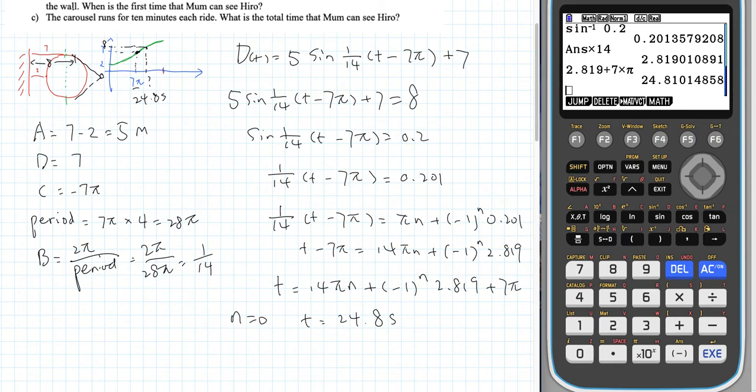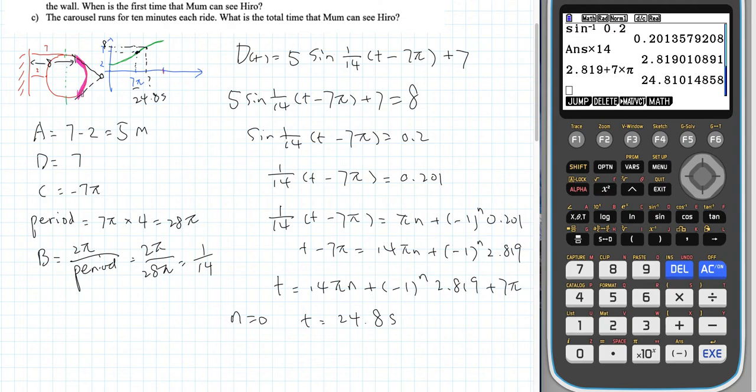Let's have a look at question C. Question C says the carousel runs for 10 minutes each ride. What is the total time that mom can see Hiro? So basically for one circle, when Hiro's sitting around, the portion that mom can see Hiro is going to be around there. Everything over there is 8 meters away from the wall. That's when mom can see Hiro.